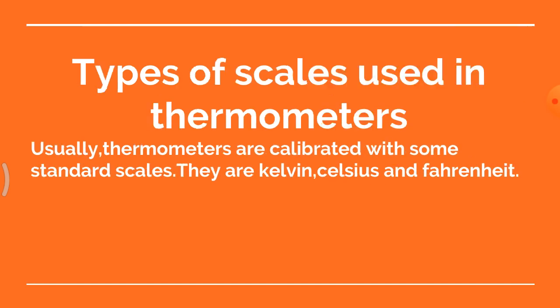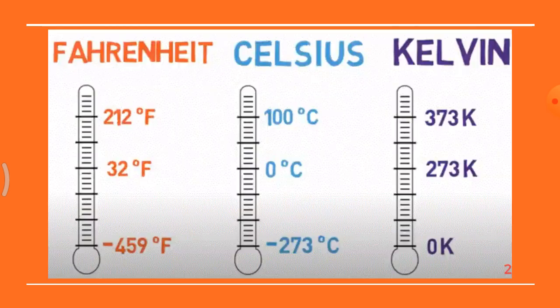Types of scales used in thermometers. Usually, thermometers are calibrated with some standard scales. They are Kelvin, Celsius, and Fahrenheit. Now, we compare them with one another. Fahrenheit: in this, the melting point of ice is 32 degrees Fahrenheit and the boiling point of water is 212 degrees Fahrenheit. At minus 459 degrees Fahrenheit, that is the complete zero.